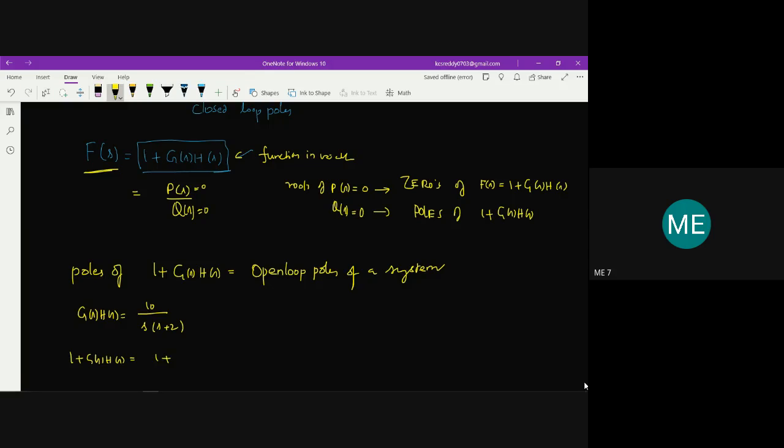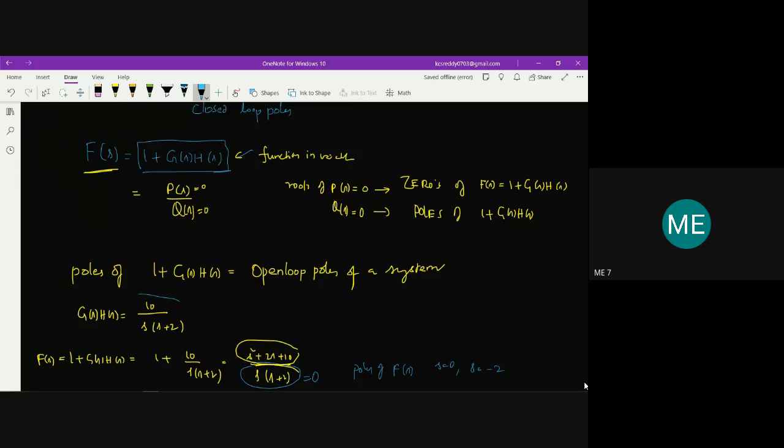this will become 1 plus 10 by s into (s plus 2), which is nothing but (s square plus 2s plus 10) divided by s into (s plus 2). So this has become F(s). I have taken this as F(s). This F(s) has a numerator as well as a denominator, right? So if I equate the denominator to 0, these are called the poles of this F(s). So what are the poles of F(s)? Poles of F(s) are s equal to 0 and s equal to minus 2.